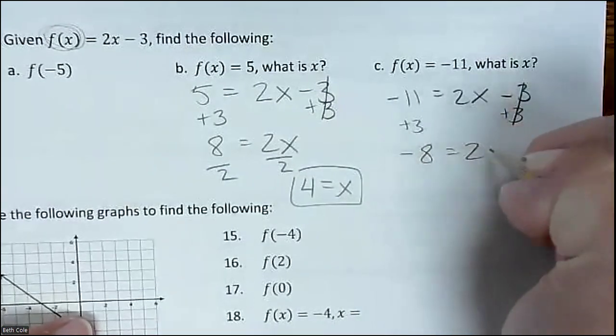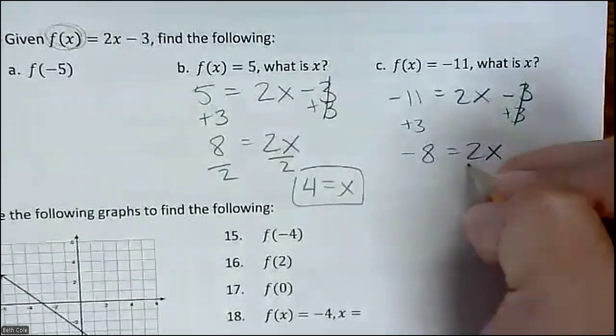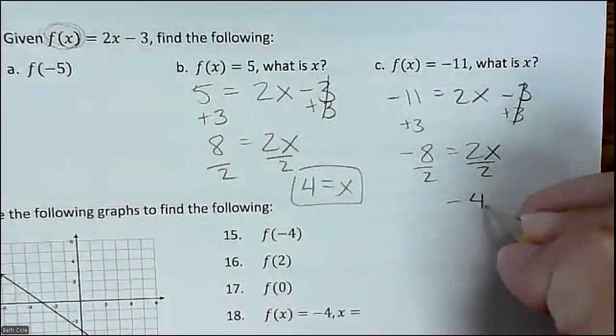When you add, it's going to become less negative. Good. You'd be allowed a calculator, you know. All right, and then divide by 2, negative 4.